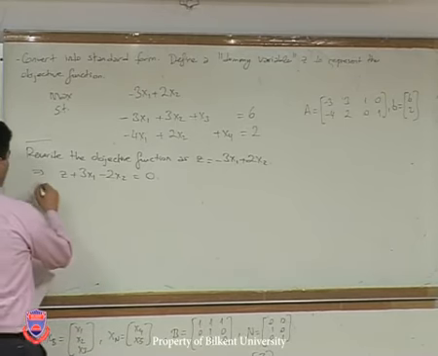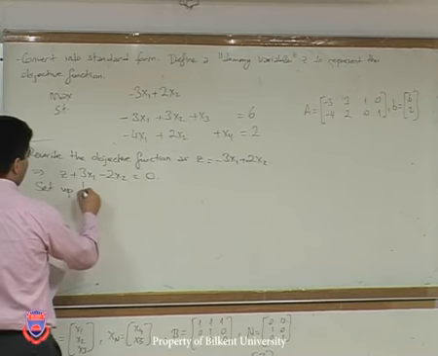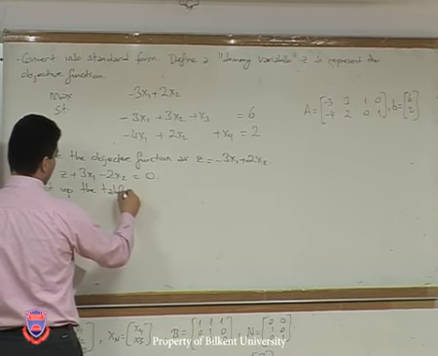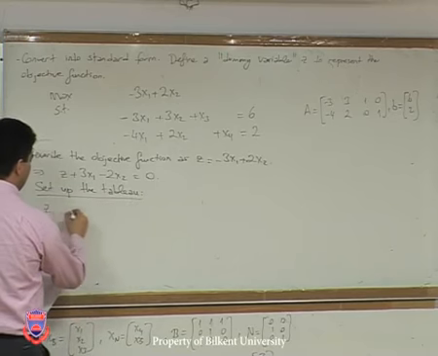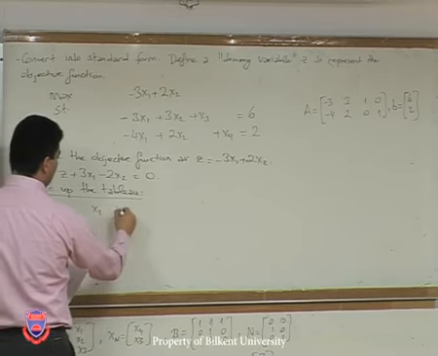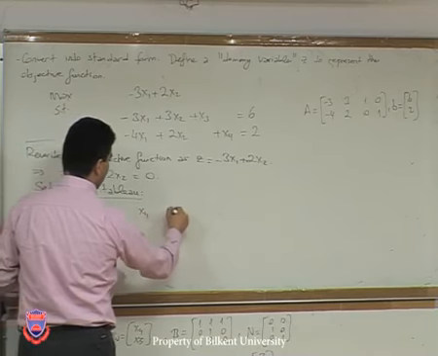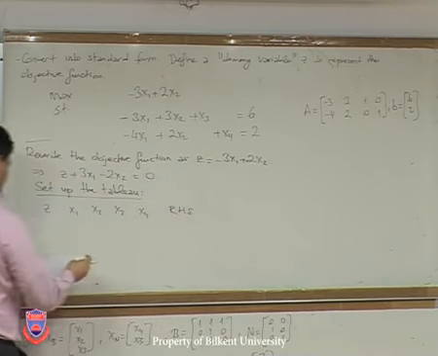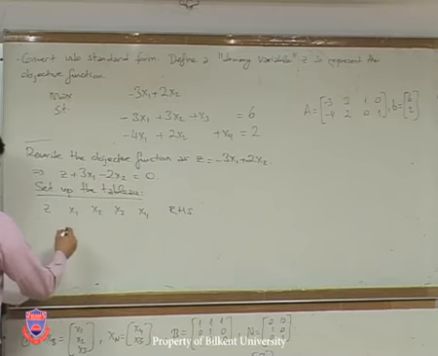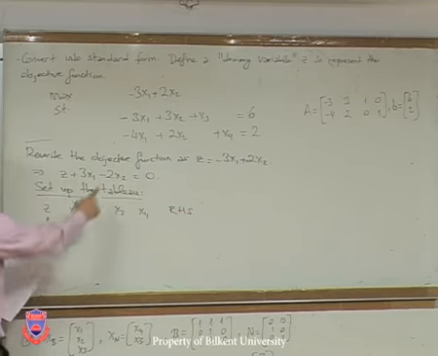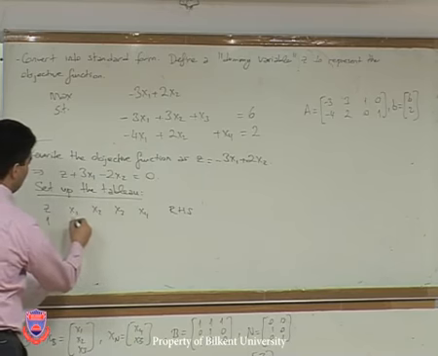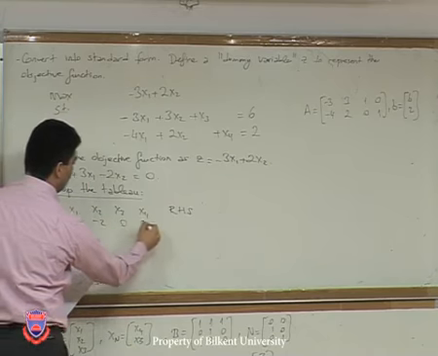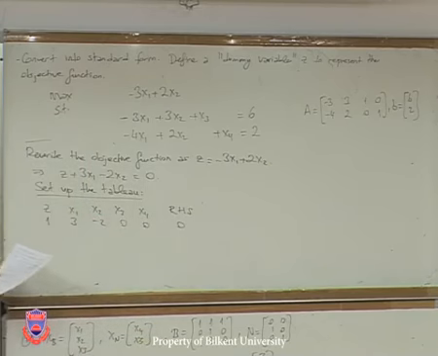And so we're going to set up the following tableau. I'm going to write down all variables, including z, x1, x2, x3, and x4, and then I'm going to add the right-hand side. And then I'm going to start with this equation first. So I'm going to just write down the coefficients: 1, 3, minus 2, 0, 0, and the right-hand side is 0.